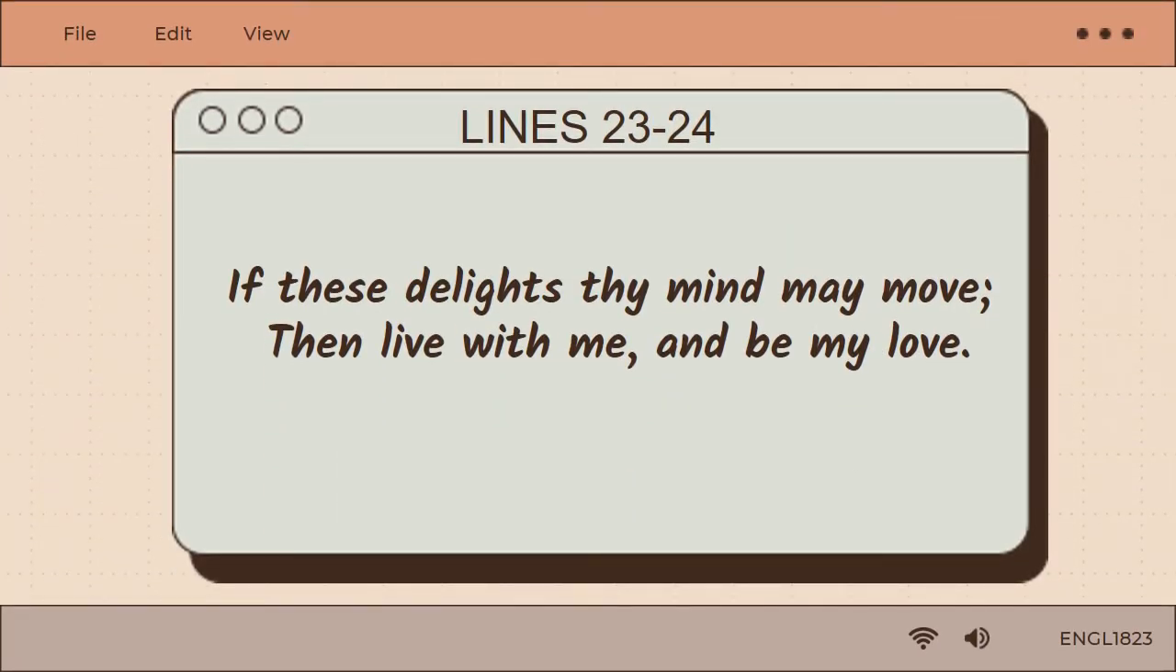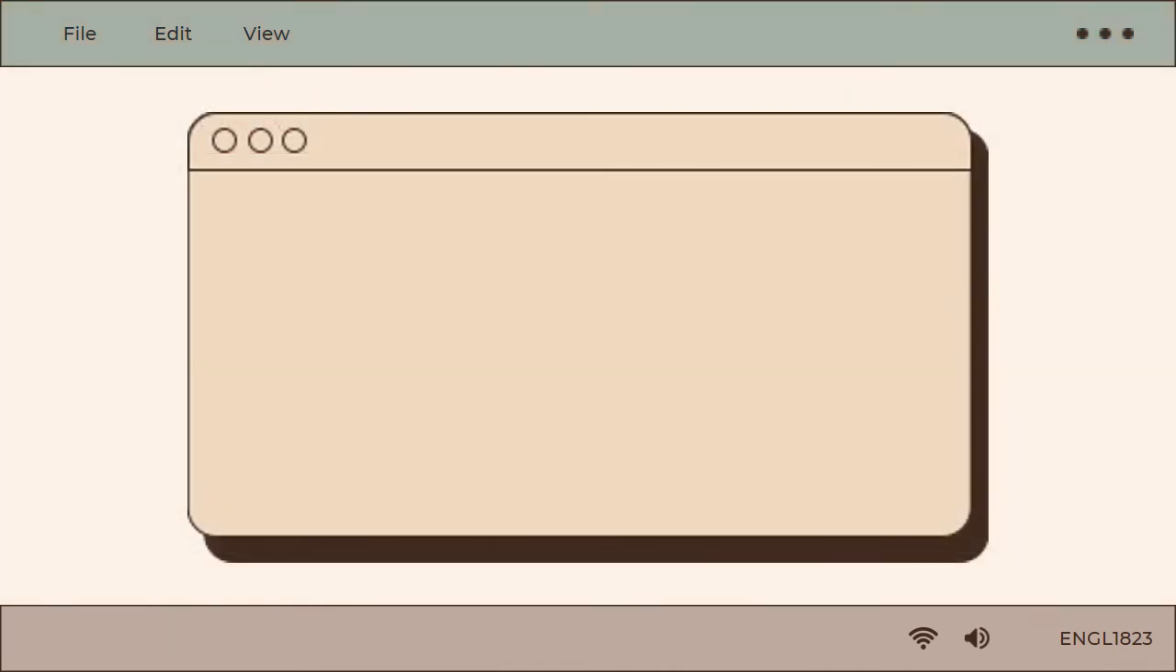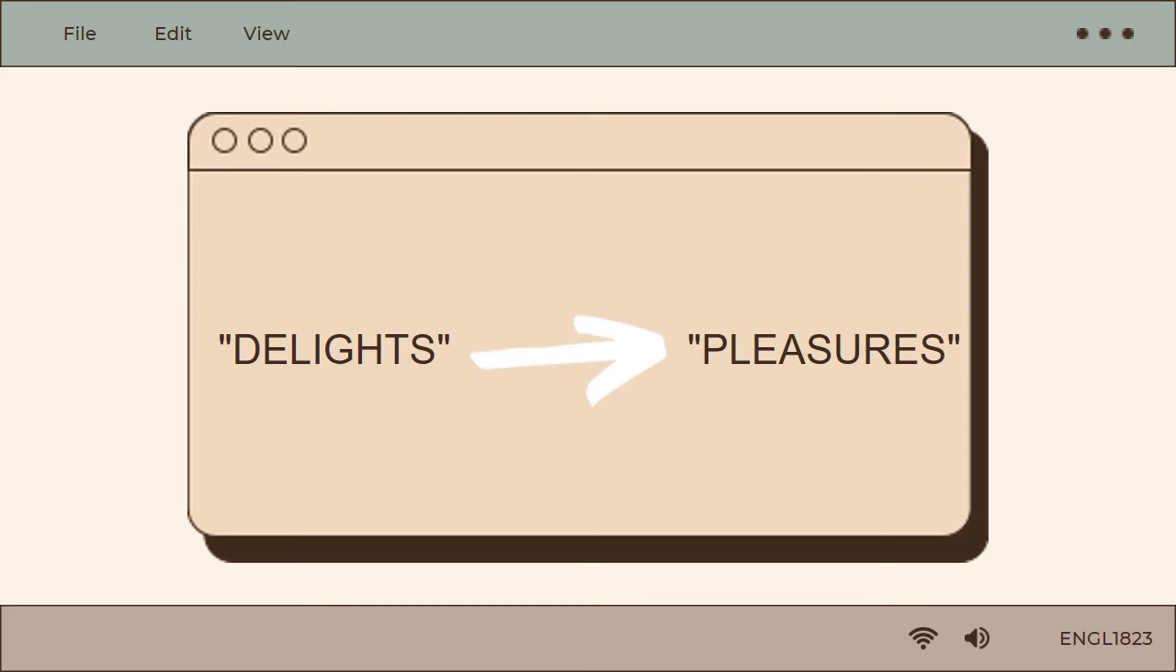For lines 23 and 24: if this delights thy mind may move, then live with me and be my love. These lines seem pretty similar to lines 19 and 20, but there are some important differences in the wording. First, the speaker is talking about delights instead of pleasures, a switch that reduces the sexual charge of the statement.